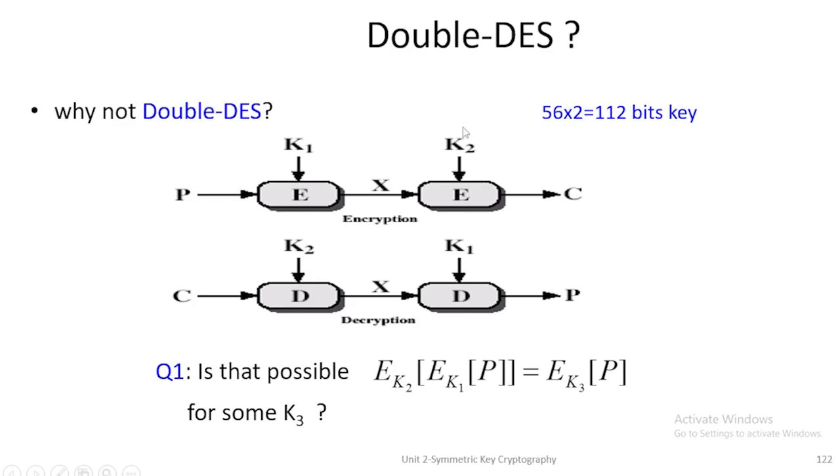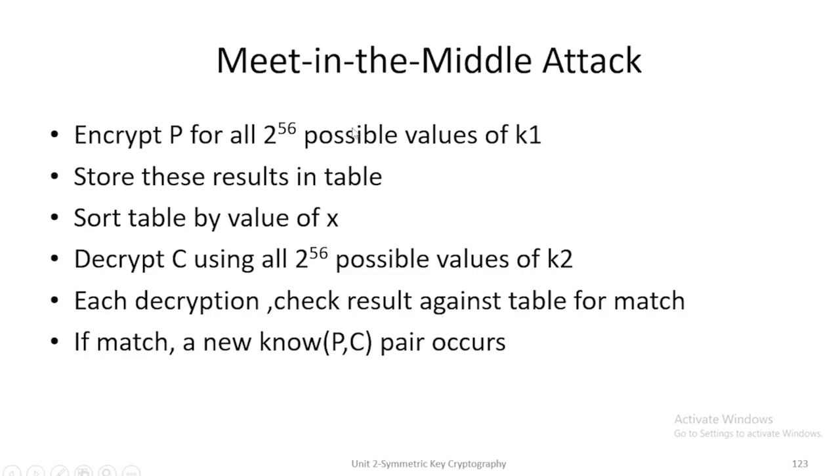For a single DES we use a 56-bit key. If you implement double DES, two keys are used, so 56 into 2, totally 112 bits of keys are used for double encryption. The attack on the double encryption scheme is called the meet in the middle attack.